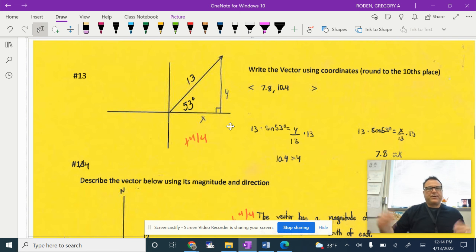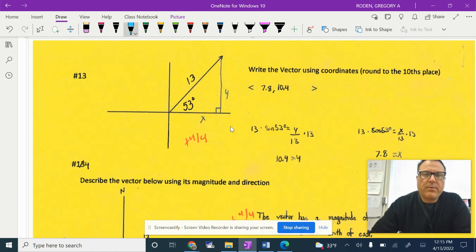All right, so we're on number 13. This next problem: write a vector using coordinates. We were originally given a magnitude and a direction, and we need to write it in coordinates. That means we have to find the x value and the y value. To find the x value, we use cosine, because cosine is the x value, since we're talking about the adjacent.